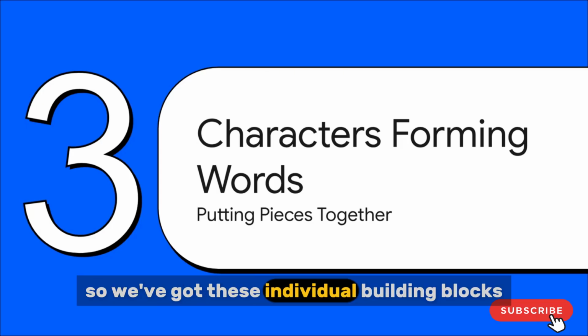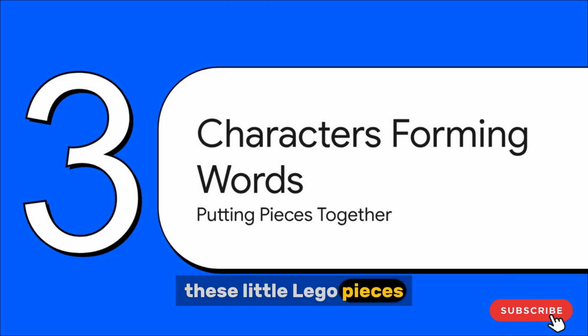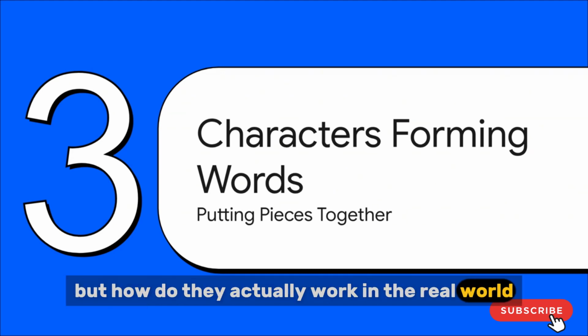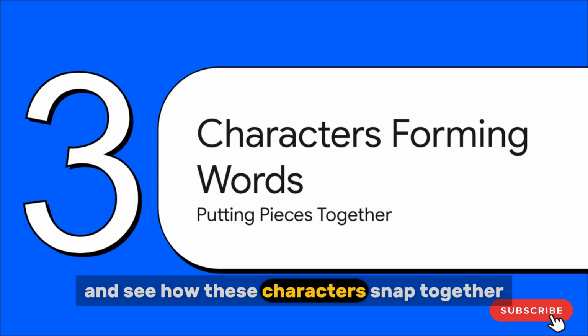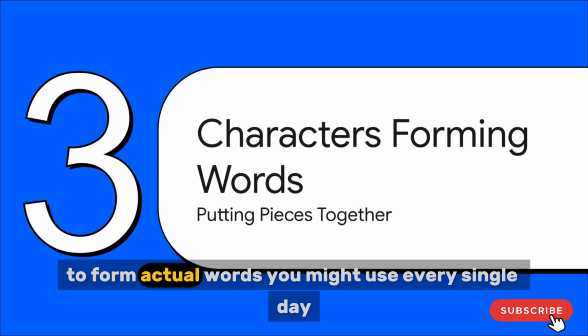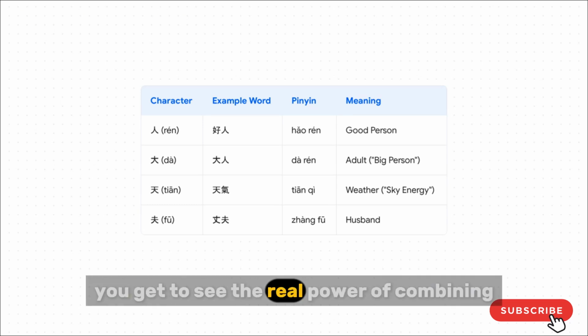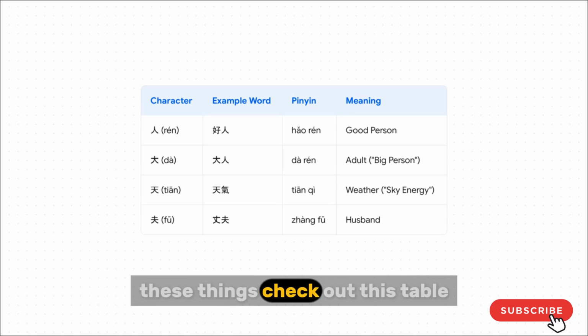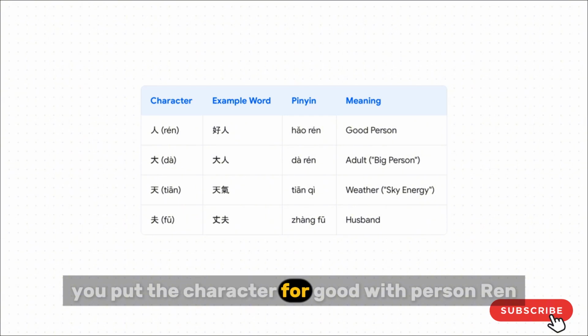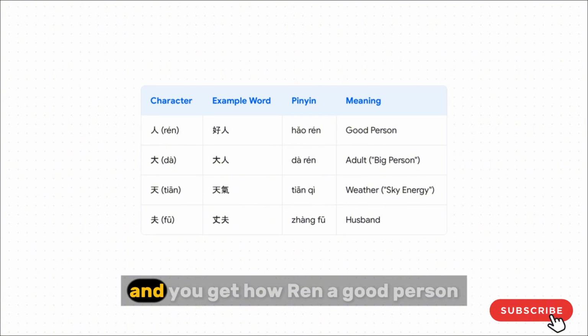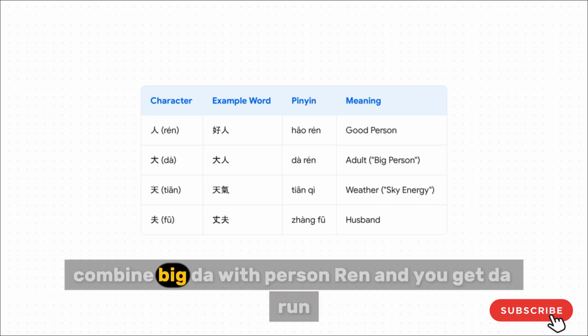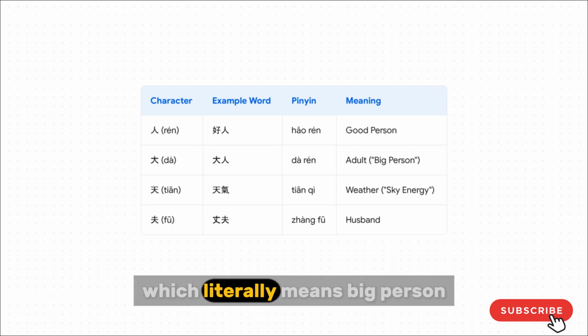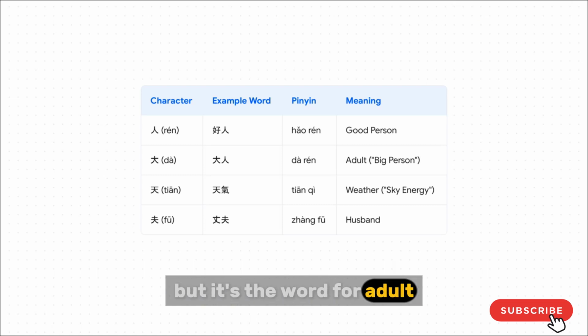So we've got these individual building blocks, these little Lego pieces. But how do they actually work in the real world? Let's move on and see how these characters snap together to form actual words you might use every single day. Okay, now you get to see the real power of combining these things. Check out this table. You put the character for good with person, ren, and you get hǎo rén, a good person. Simple enough. Combine big, da, with person, ren, and you get dà rén, which literally means big person, but it's the word for adult.